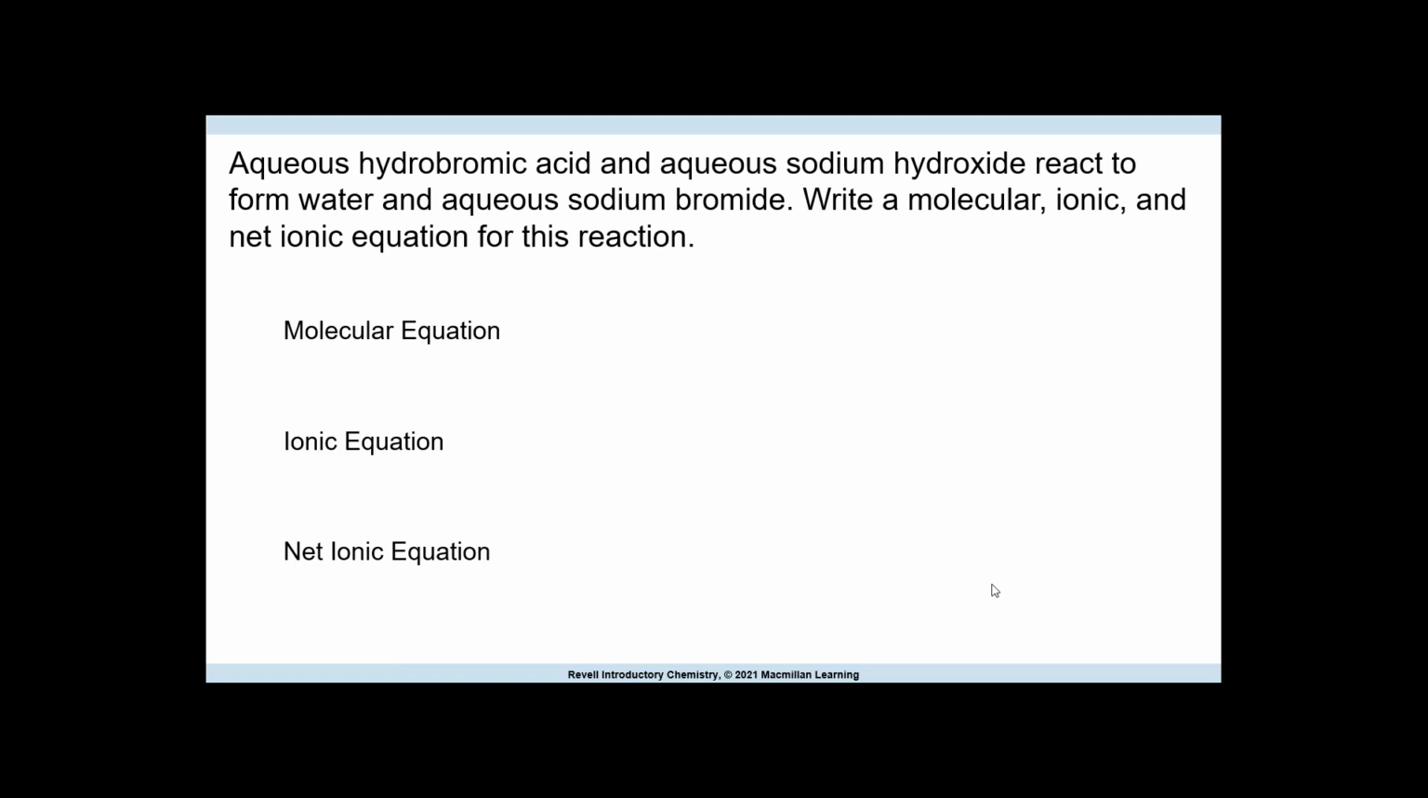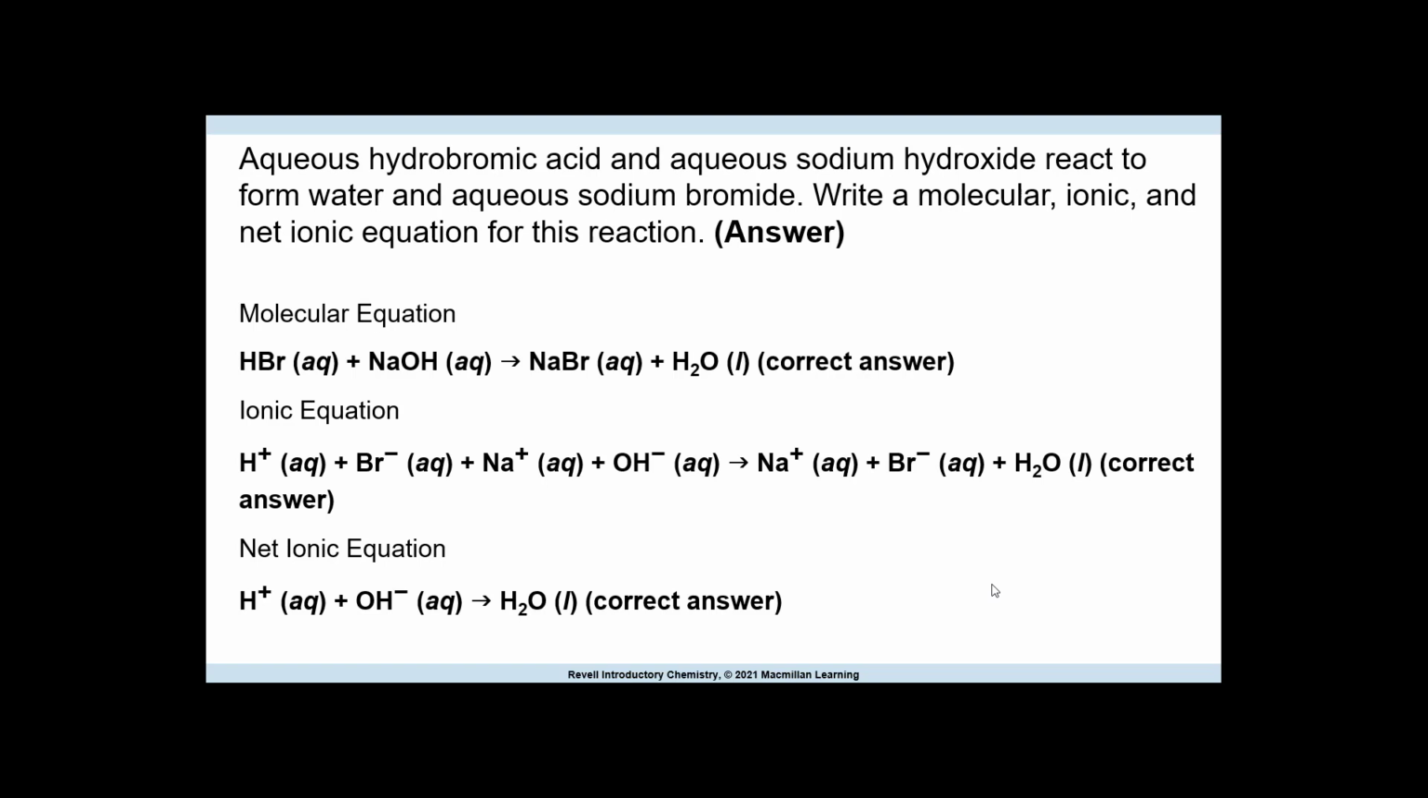Okay, aqueous hydrobromic acid and aqueous sodium hydroxide react to form water and aqueous sodium bromide. Write a molecular, ionic and net ionic equation for this reaction. Okay, so I'm giving you everything. Follow the steps that I previously gave you, and that should help you. So break it down in steps.